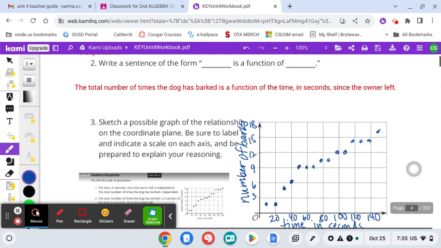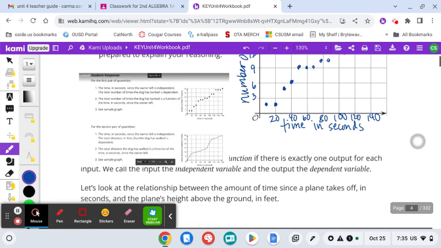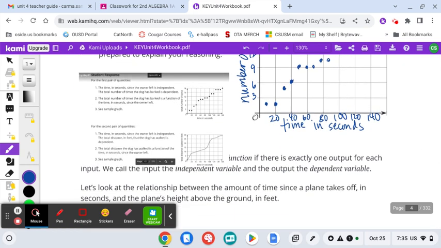If you happen to choose the other function, there's a little sample graph here of time in seconds since the owner left and the dog walking around that little pole. So that would be a continuous function of the dog walking, walking, walking, depending on the one you chose.